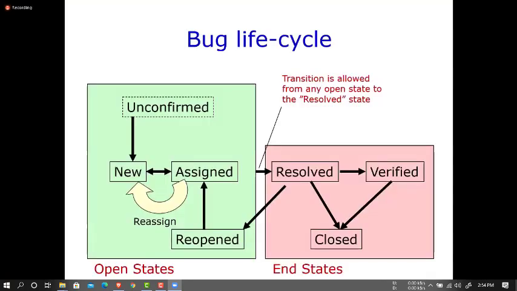These are the 7 states. This is a bug life cycle. Initially, in the unconfirmed state, the bug is just reported. When someone confirms it, it moves to new. Then when assigned for fixing, it moves to the assigned state. When a resolution is given, it moves to the resolved state. When it is verified by the QA team, it moves to verified, and when the product is shipped, it moves to the closed state.